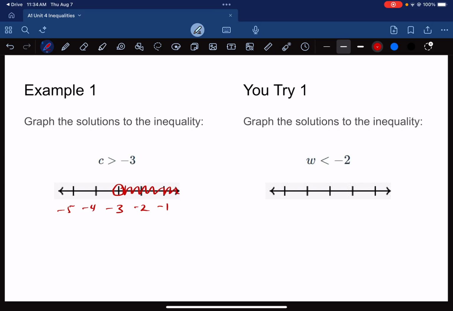Okay. You try the second one there. Just stop the video and then start it back up when you're finished. All right, I'm going to put -2 in the middle. This is -1 and 0, so this will be -3 and -4. It's an open circle at -2, and then I want values that are less than -2. So -3 is less than.